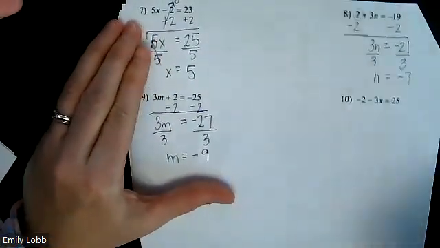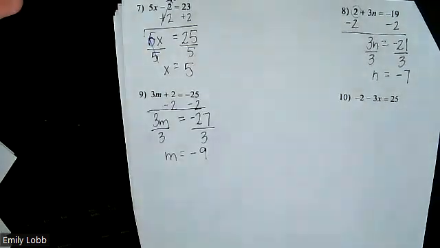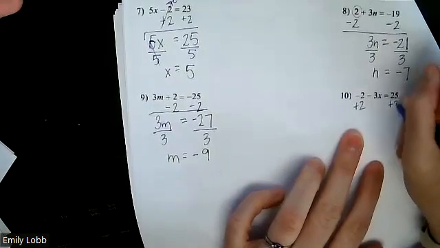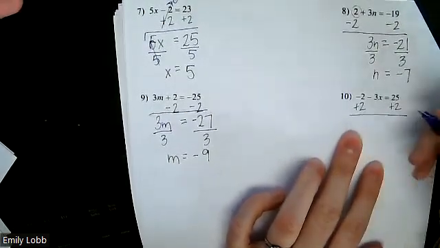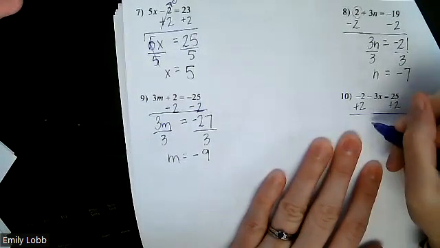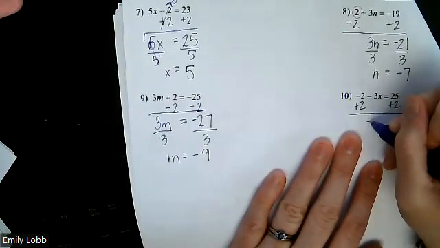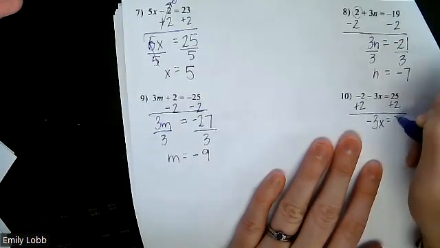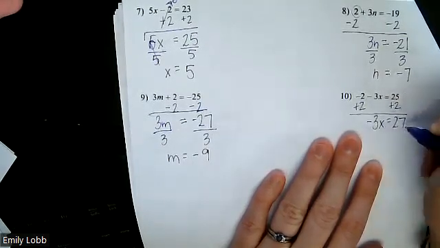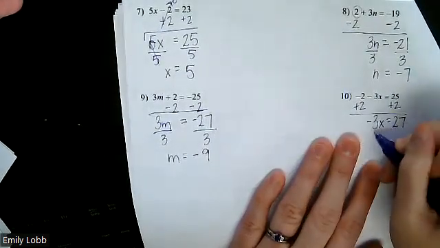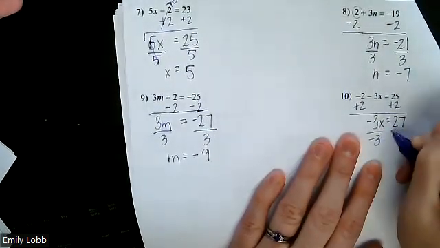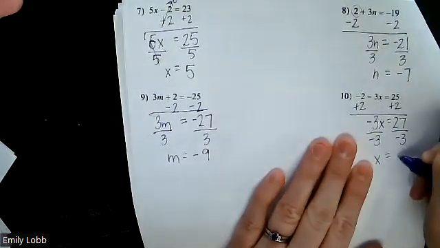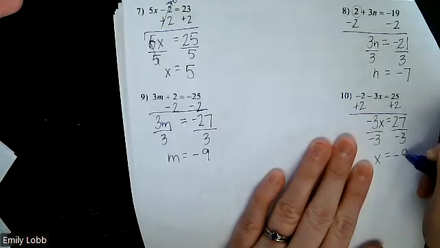Last one we're doing together. How do I get rid of -2? Add 2 to both sides. We always want to keep our equation equal. So that goes away. Don't forget to bring down your -3x. And this looks very similar to next door. When I divide by -3, I get that x also equals -9.